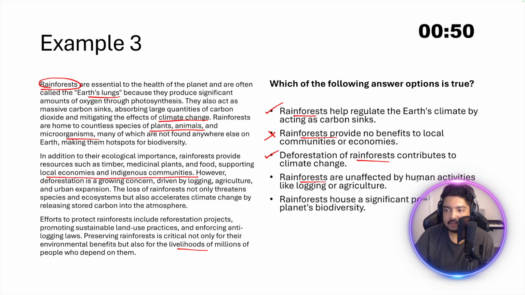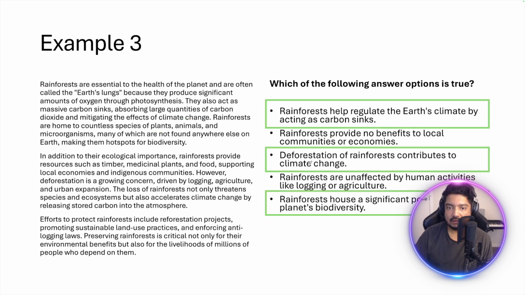Rainforests are unaffected by human activities like logging or agriculture. Now that is incorrect, as it negates the previous point. Rainforests house a significant portion of the planet's biodiversity. That is true as well. It says here that it is home to countless species of plants, animals, and microorganisms. So my answers are 1, 3, and 5. I hope you got the same answers too.